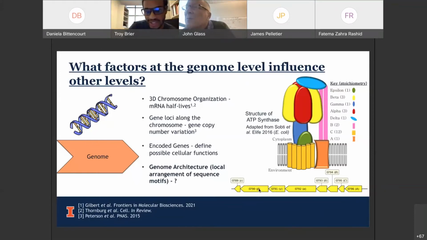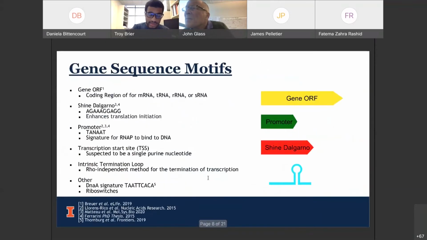But what's interesting is the idea of how this genome architecture can generate these different stoichiometries or ratios of the protein species needed to make this complex. One way to describe the genome architecture is to look at the genome sequence motifs or features on the genome. I've touched on this idea already: the coding region, which codes for the mRNA, tRNA, rRNA, or small RNA. But there are some other additional motifs that are important and seem to have impacts at the other cellular levels.